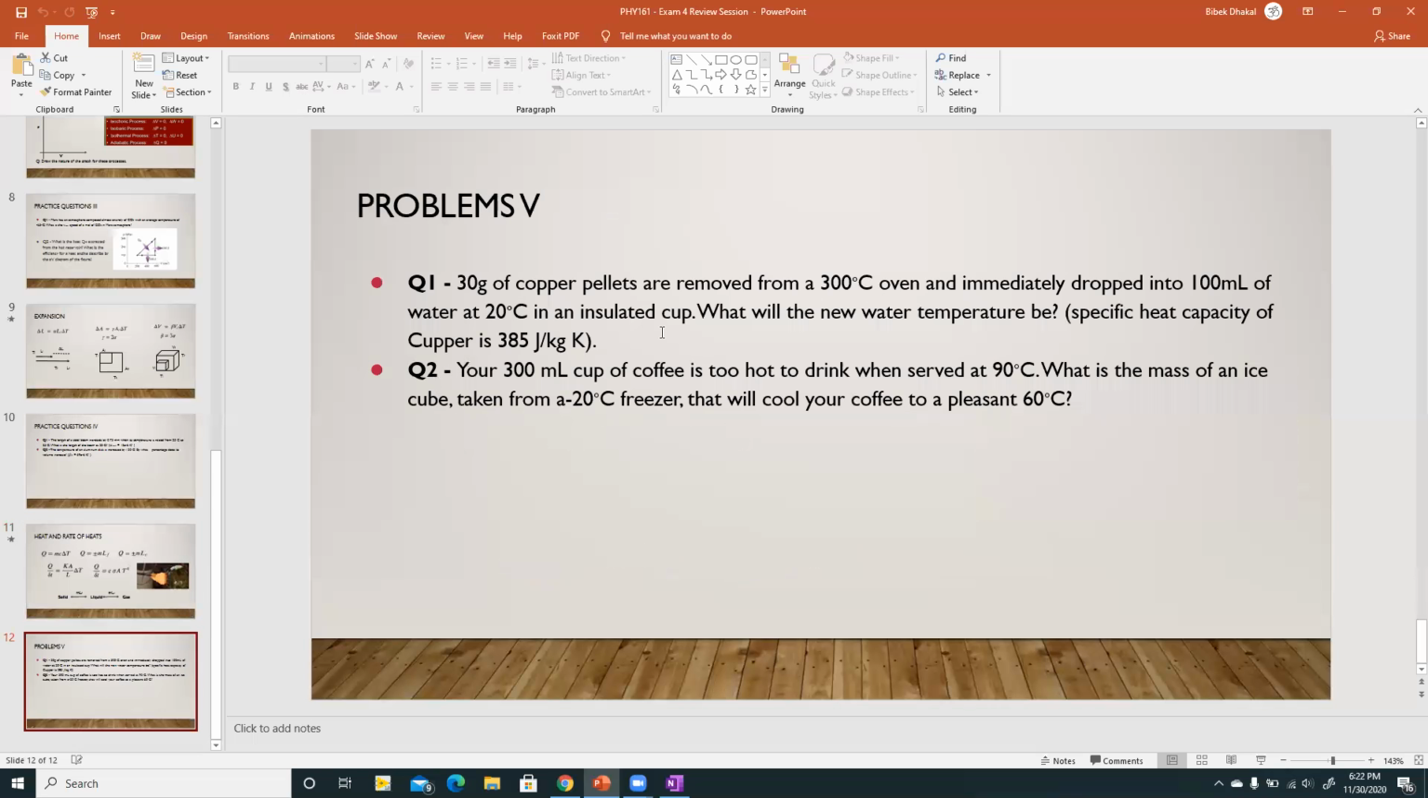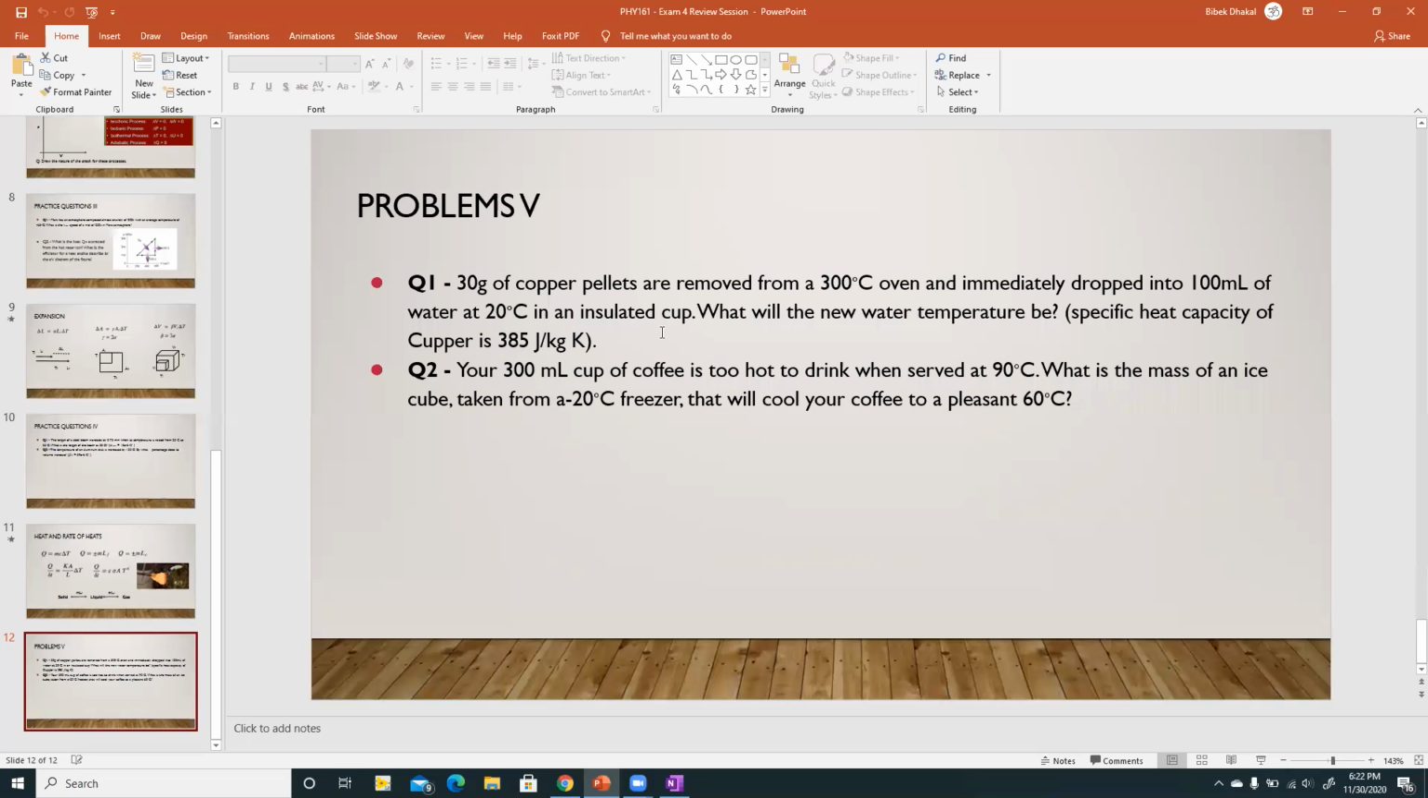So let's first solve how to do the calorimetric problem. If you have a hot object and you pour or dissolve that hot object into a cold object like water or something, then what will be the final temperature of the mixture? These are very important problems for your exam.